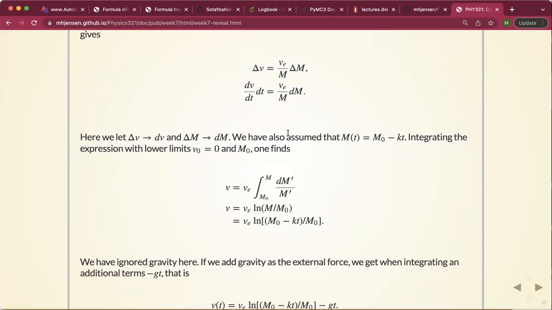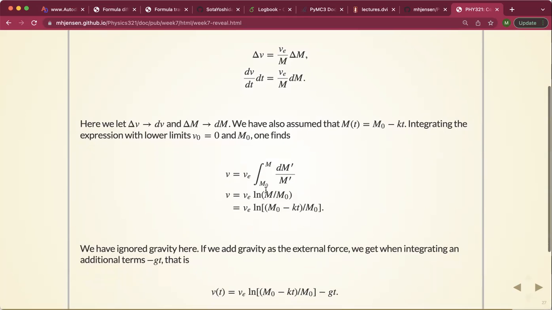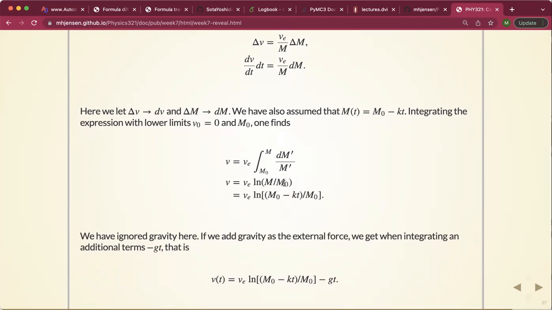You assume that you have an initial velocity of 0, because the rocket was at rest. And then you start with an initial mass m0, and you end up with a final mass m. Now you have an integration in terms of m here, and when you do that, this is just a log. So you would get a velocity here, which is given by this constant times the log of m divided by m0, which is the initial mass of the object.